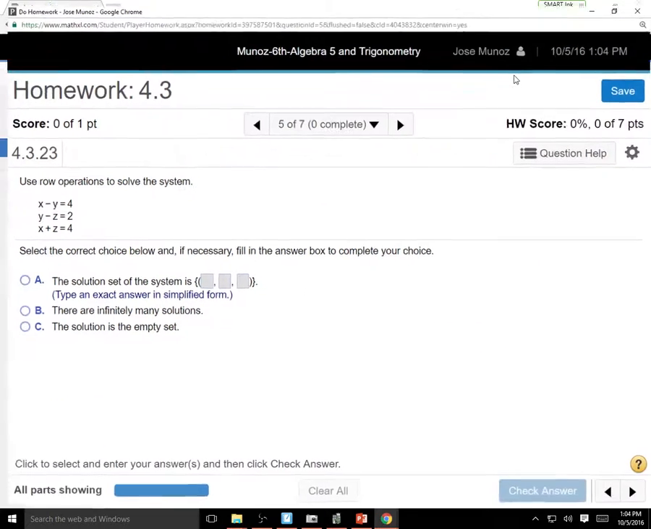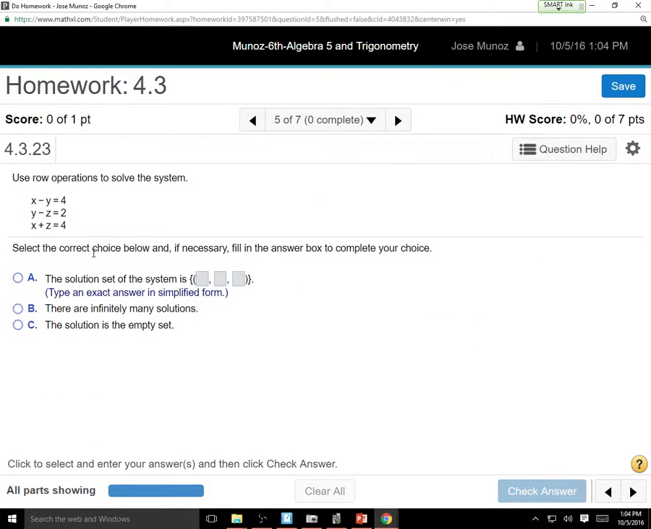Now, as much as this pains me to say, it says use row operations to solve it. Do you have to use row operations to solve it? No, but let's take a crack at this and see what we can do with it, okay? So I'm going to go ahead and copy this over.